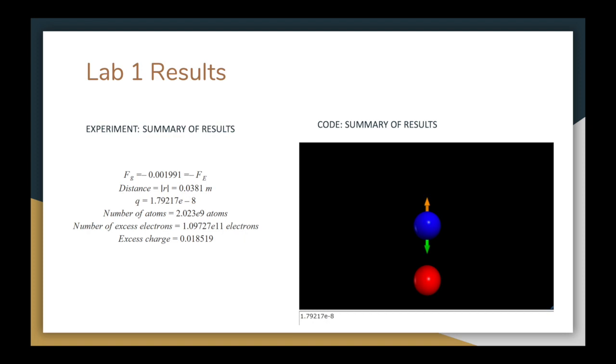Here is a summary of the results from Lab 1. We can see that the magnitudes of gravitational and electric force are equal to 0.001991 newtons, and the charge acting on the tape is 1.79 e to the negative 8 coulombs. In the force diagram, you see the forces acting on the tape, which is treated as a point charge.